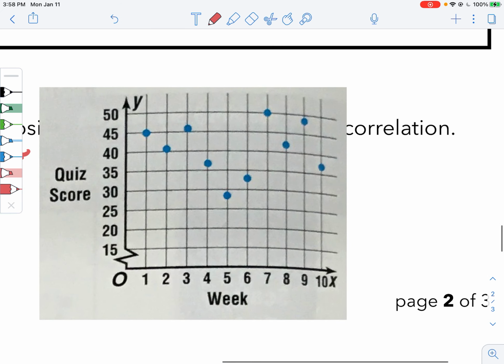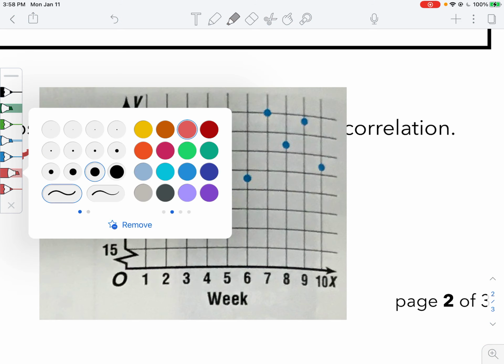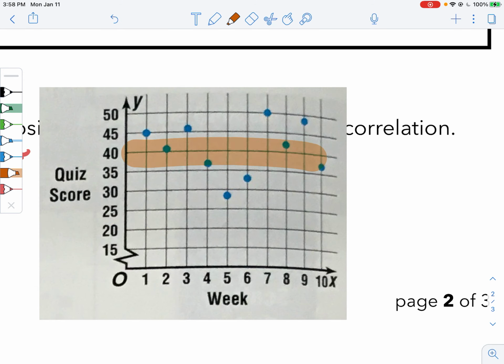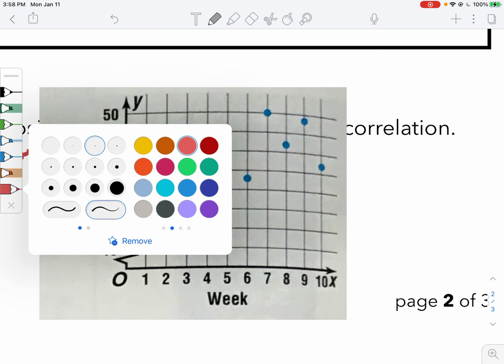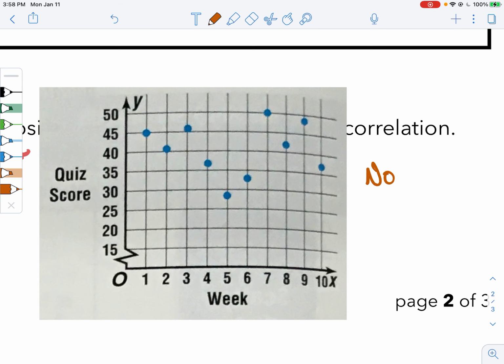Here, well, the numbers aren't really going up, and they're not really going down either. Here it looks like there is no correlation, because they're not close to each other. They're not anything. This is no correlation. Cool.